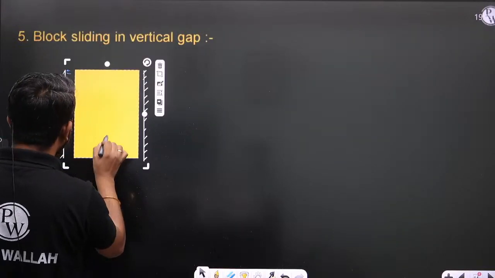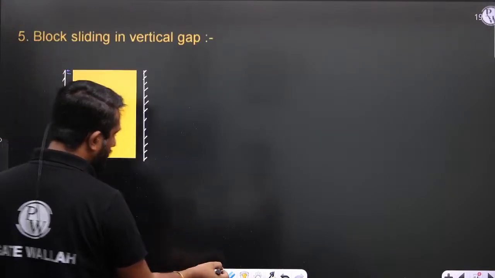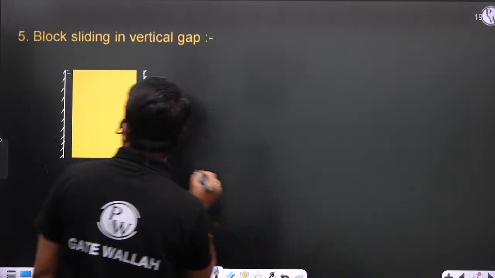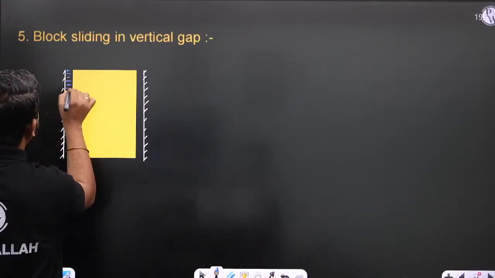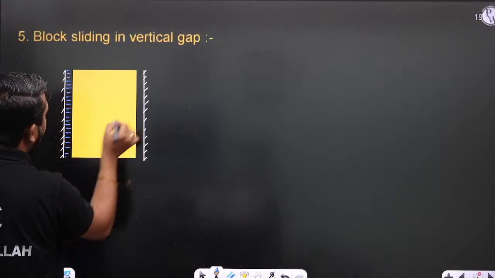Okay, so this is the block. And to minimize the friction between the wall and the block, a lubricant is provided. See, lubricant is provided like this.